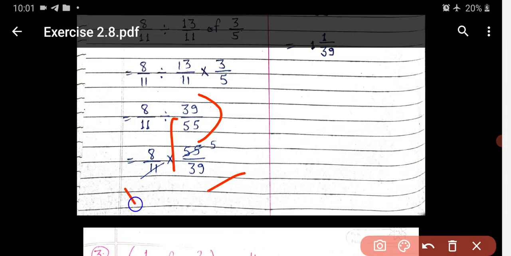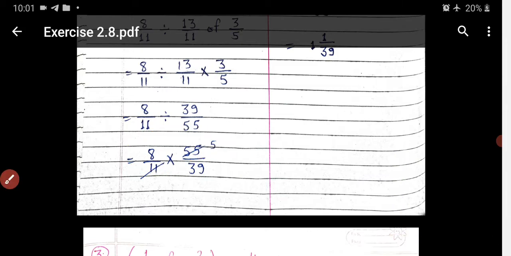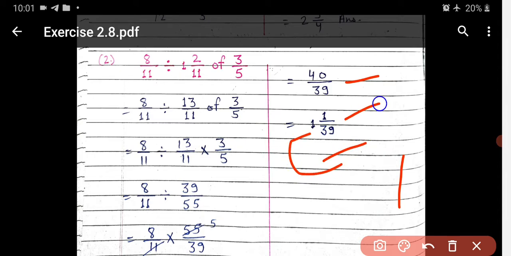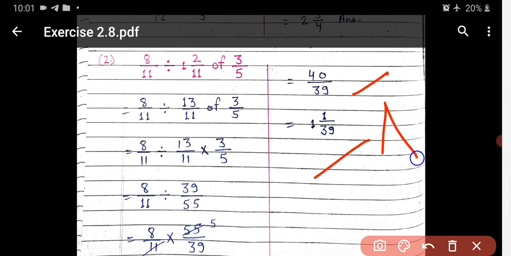Now just cut. 11 ones are 11, 11 fives are 55. So what did you get here? 8 into 5 upon 39. When you solve, 8 fives are 40. So write here 40 upon 39. Now convert into a mixed fraction. 39 is 39 and plus 1 becomes 40. So you have to write 40 upon 39 is 1 1/39, which is your answer. It is an improper fraction, it is known as a mixed fraction. Okay.